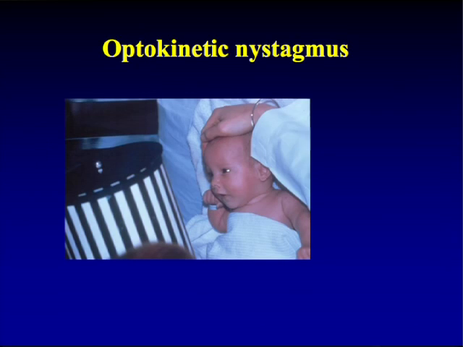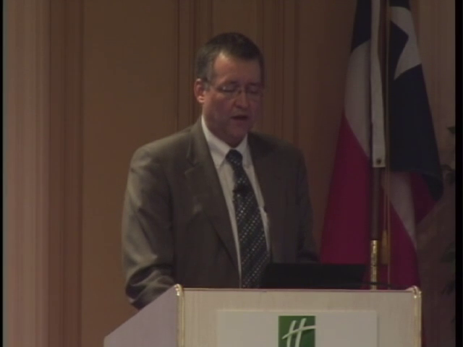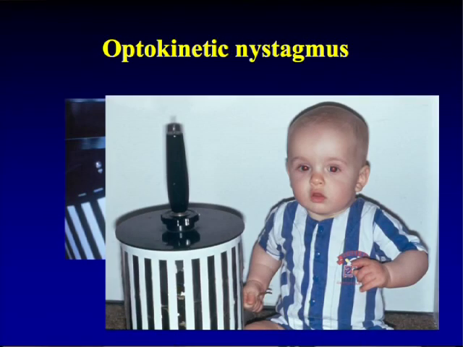One of the earliest things that we can see is optokinetic nystagmus, some response to a moving target. So you can use the OKN drum, for example, and look for that movement of the eye in response to a moving target.